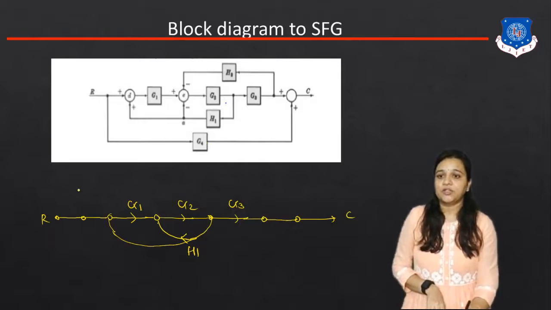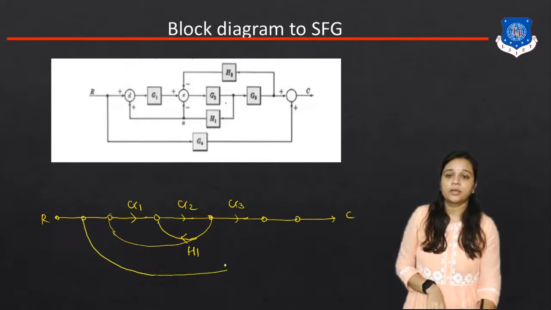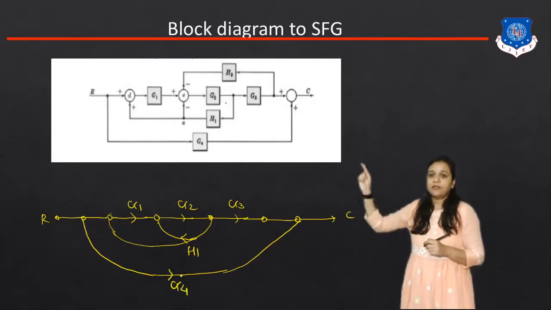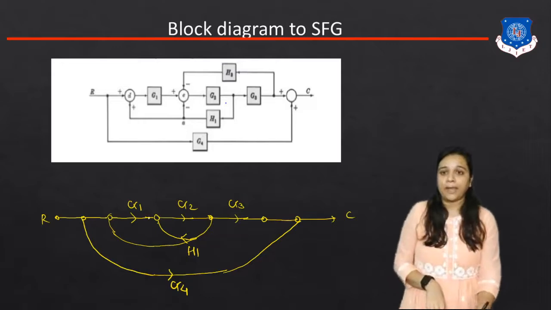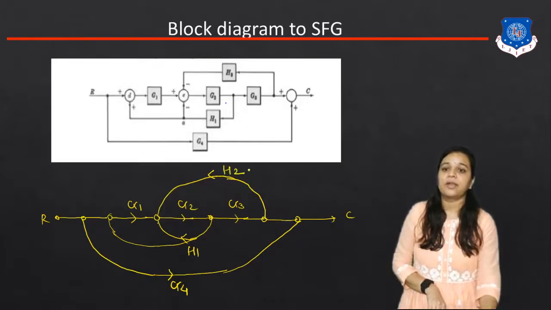Now G4 will start after the input signal and end before the output node. So this is my G4, and its direction starts from R and ends at C. And H2 will start from after G3 and end between G1 and G2. So we can draw like this, and the direction is reverse, so we write H2 here.